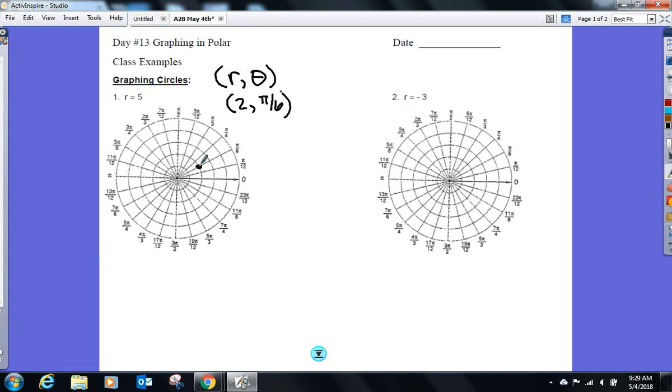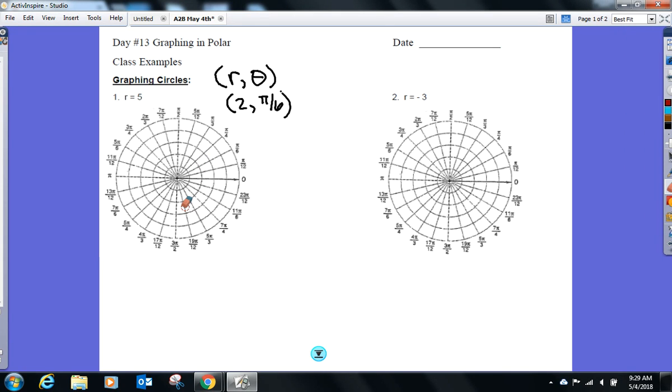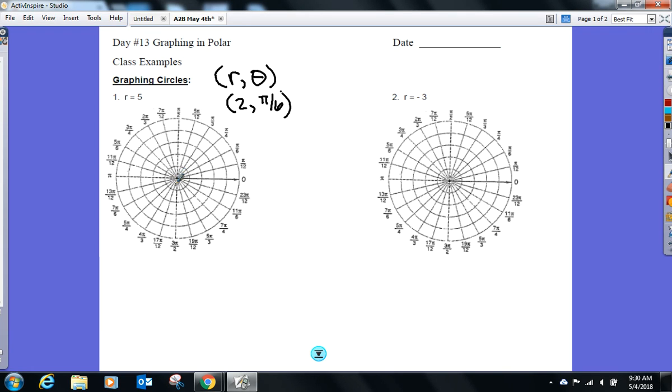All right? You'll notice something about this first graph, though: you've got an r value, but what's missing? Yeah, theta. So what that means is if you're just given the r value, that's for all the thetas. That's for all angles. We're going to graph r equals 5. So at 0, it's going to be r equals 5. So count out 5, everyone, and graph. 1, 2, 3, 4, 5.